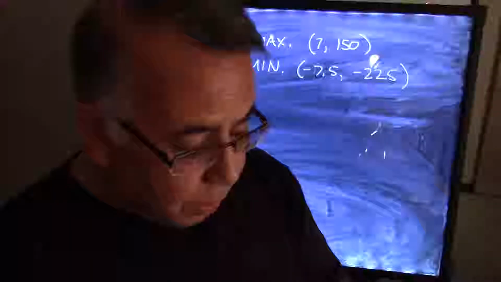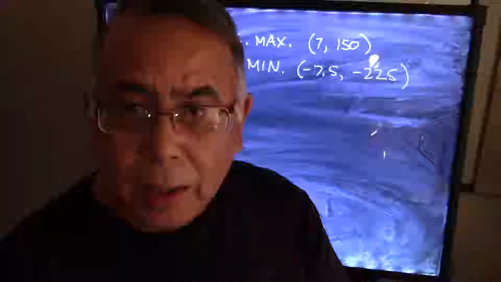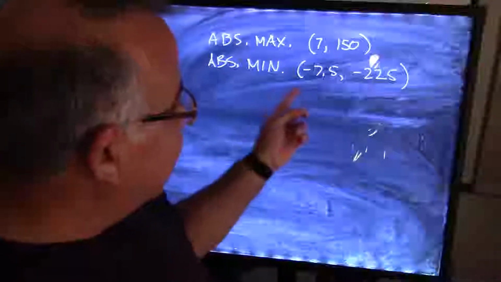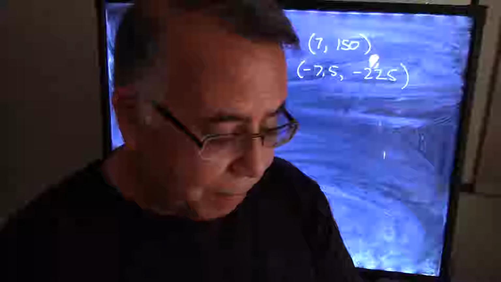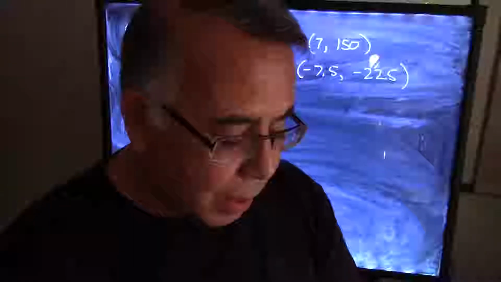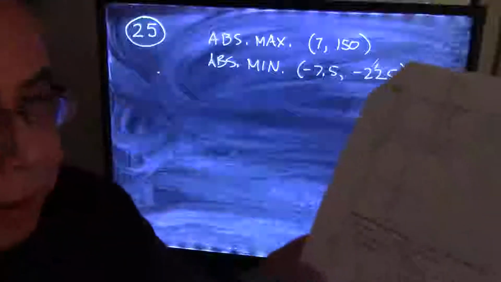Okay, now the book's answer, if you have my edition, which I downloaded summer of 2018, is -7.5, -220 for the absolute min. Now, okay, so if you look at this y value on this absolute min, look at that.